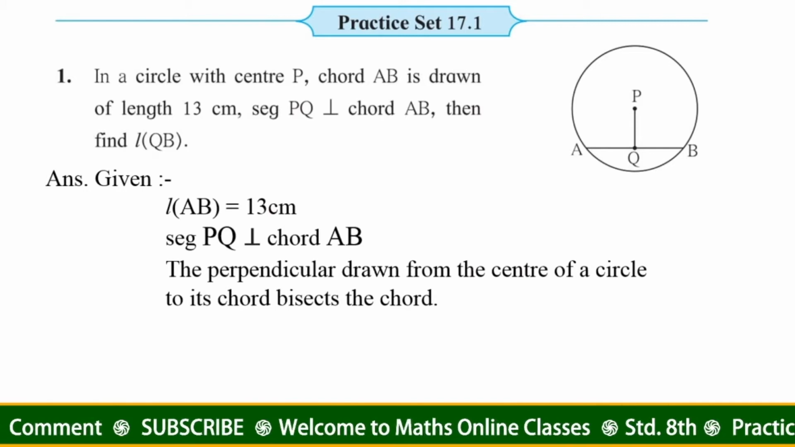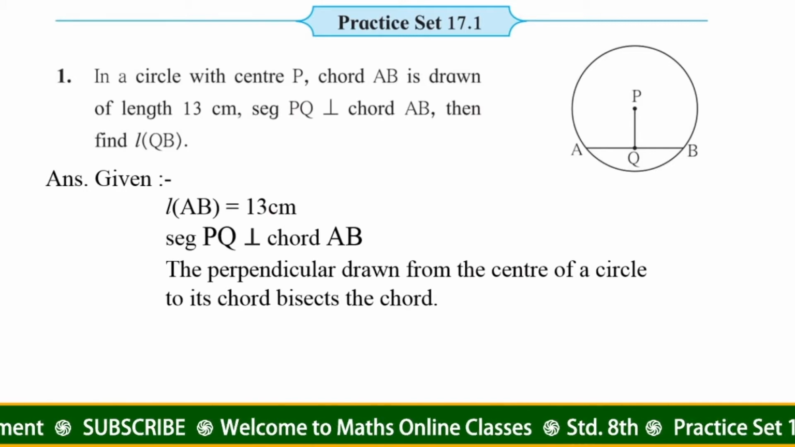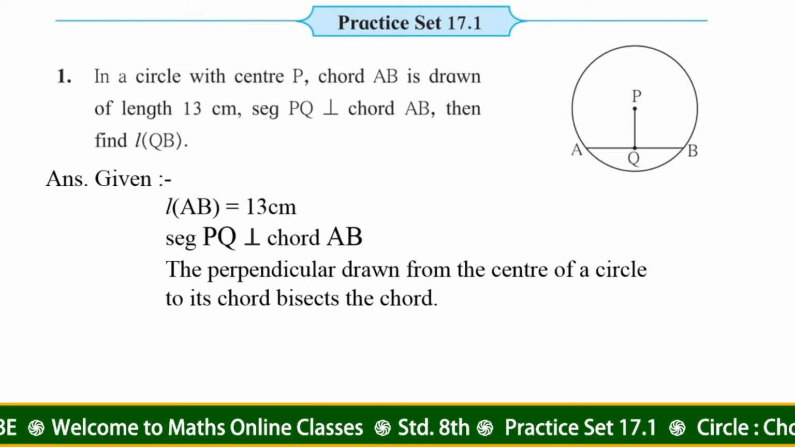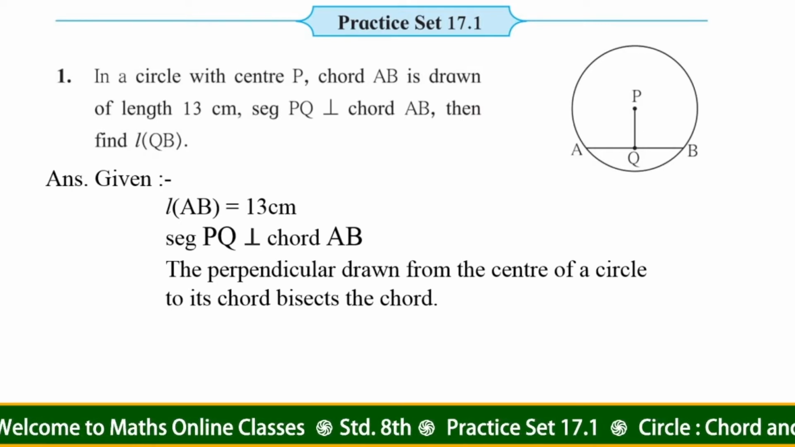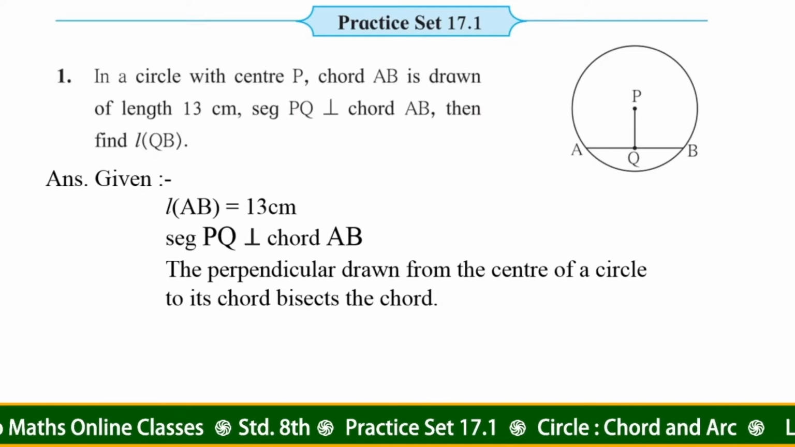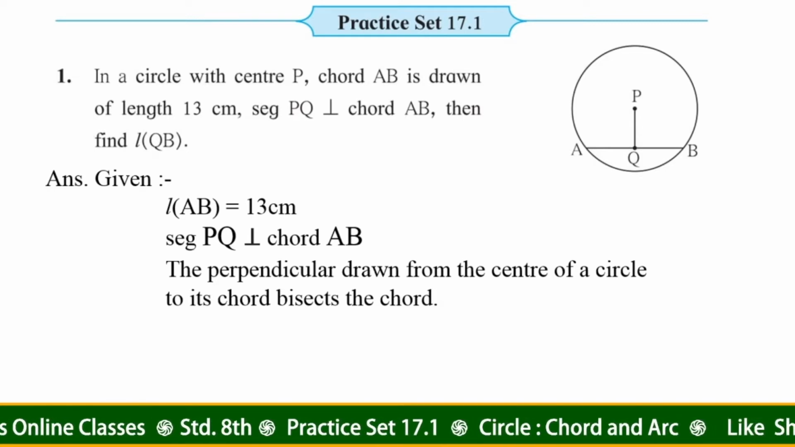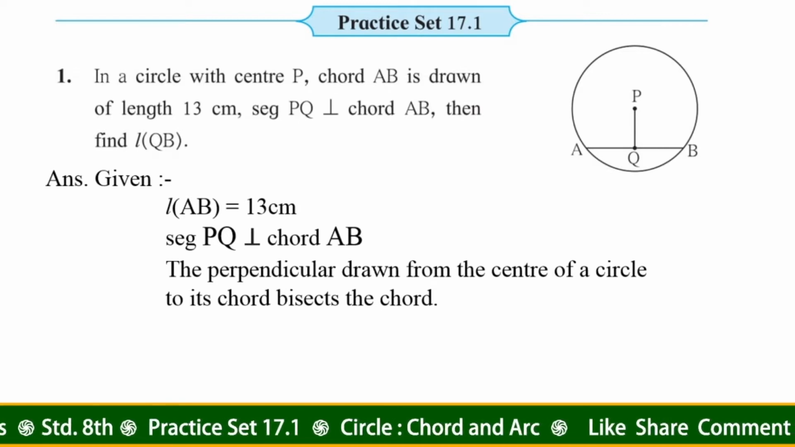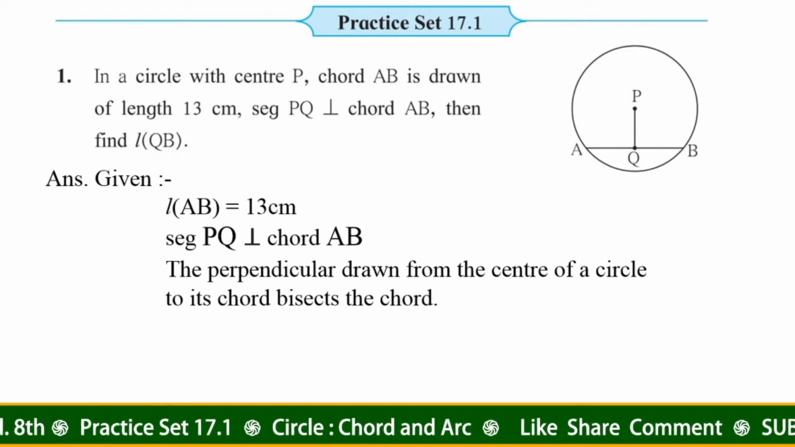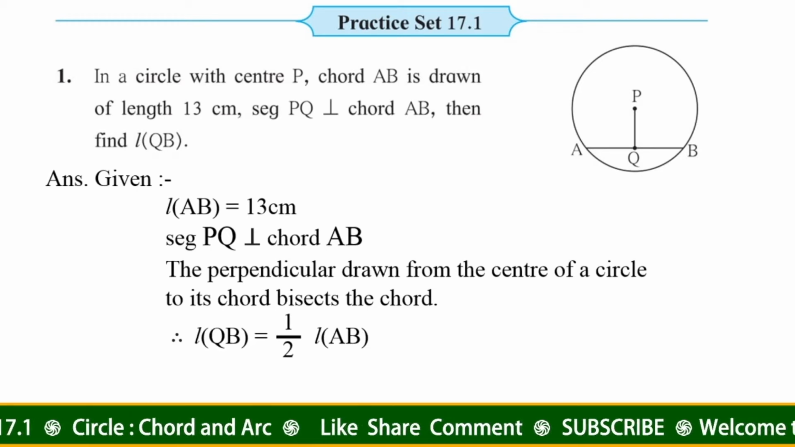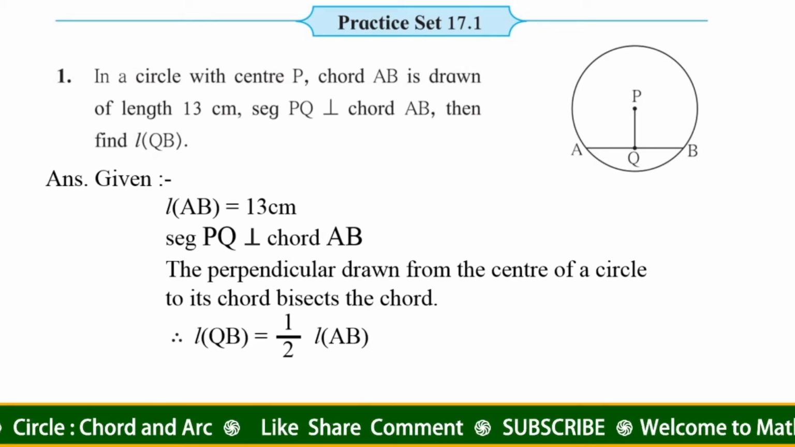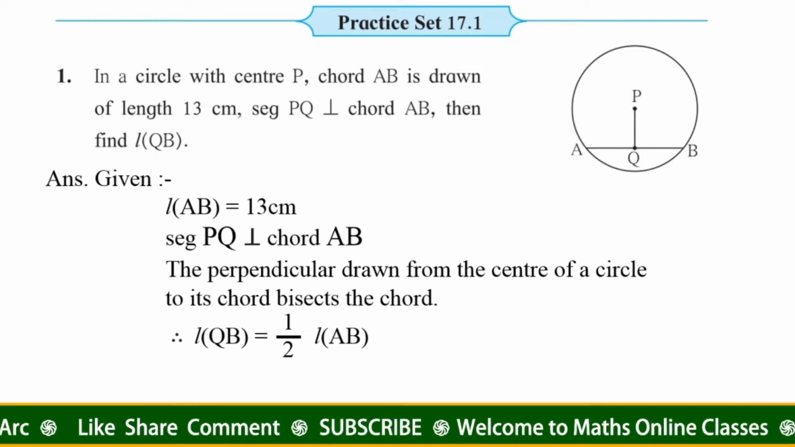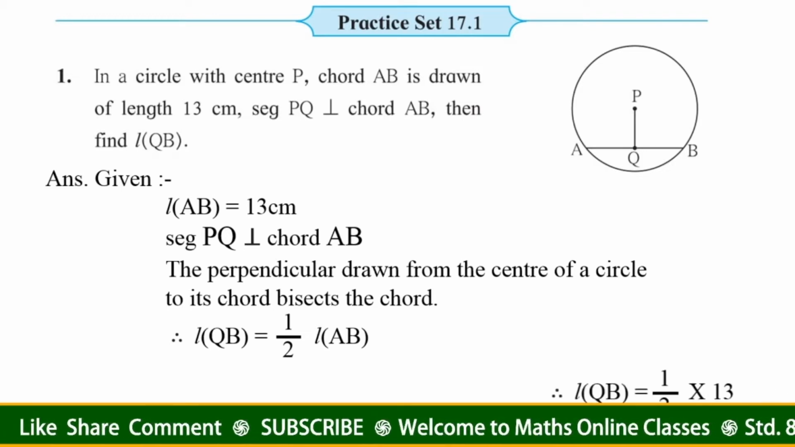Here the given things are: length of AB is equal to 13 cm, segment PQ perpendicular to chord AB. We have to use the property of a chord of a circle, and that is, a perpendicular drawn from the center of a circle to its chord bisects the chord. Therefore, length of QB is equal to half of the length of AB. We will put the value of AB equal to 13 cm.